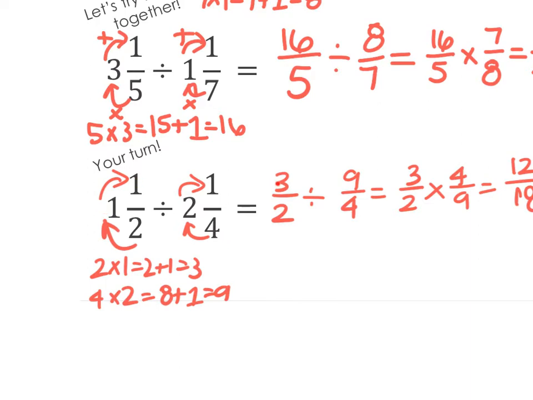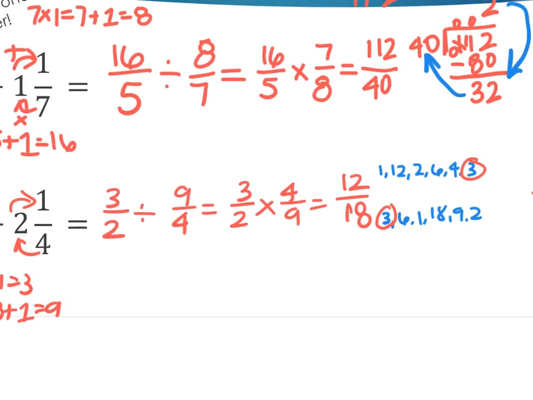So I have my 3 as my numerator. My denominator stays the same, so it's going to be a 2. 4 times 2 is 8, plus 1 more is 9. My numerator is going to be 9. Denominator stays the same, it's going to be 4. And remember, our division is going to still be a division sign because we haven't done keep, change, flip yet. But now we're going to do keep, change, flip.